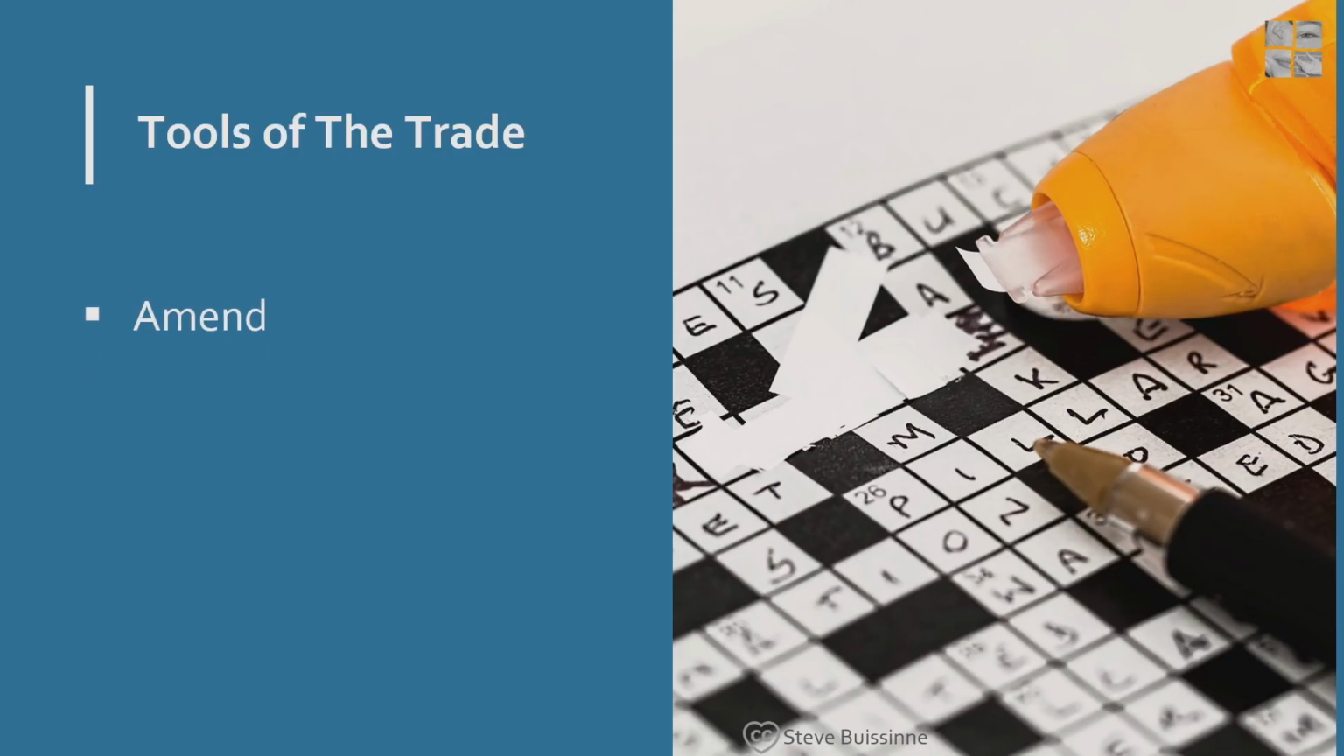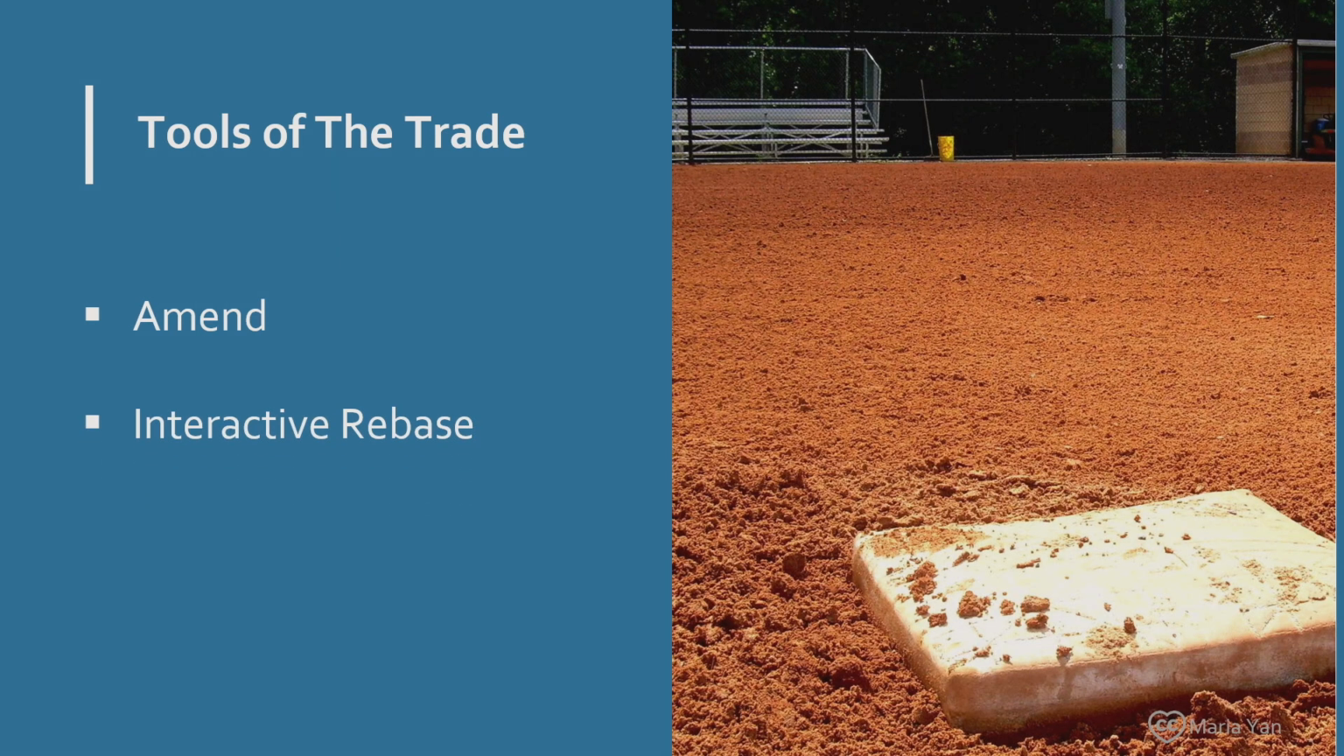One is amend. Okay, I'm working on something, it's not finished yet, so it's 8 o'clock, I'm going to have dinner. Later on, I want to go back to it, but I do want to commit before I go and have dinner. So commit, and when I come back to it, I can amend that commit. I can change that commit. I can add more files to it. I can remove things from that commit. I can change the commit message. That's amend. Another tool is interactive rebase.